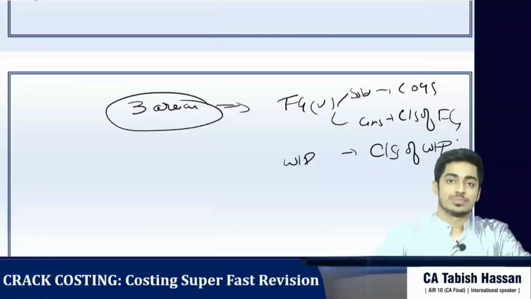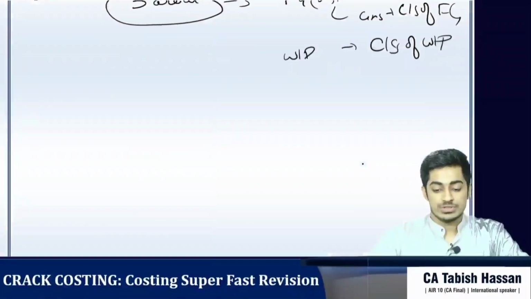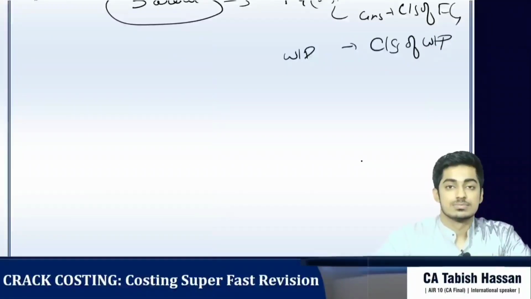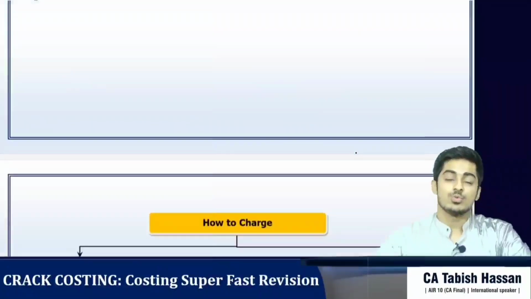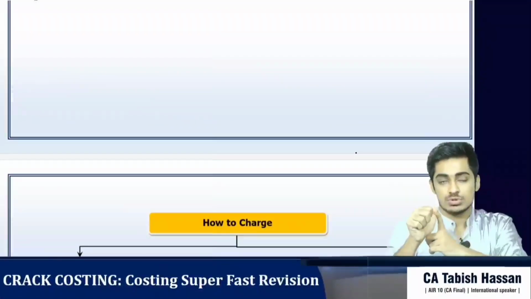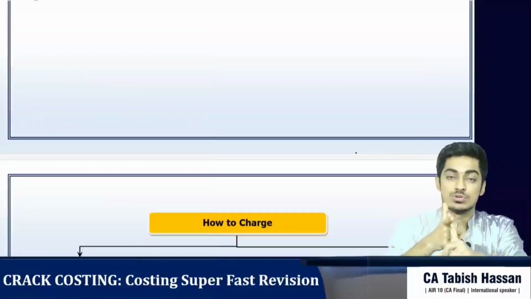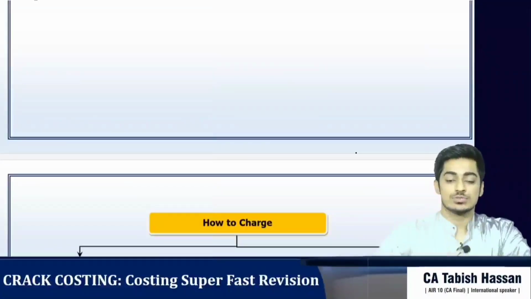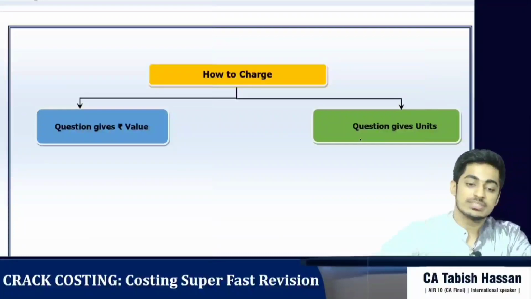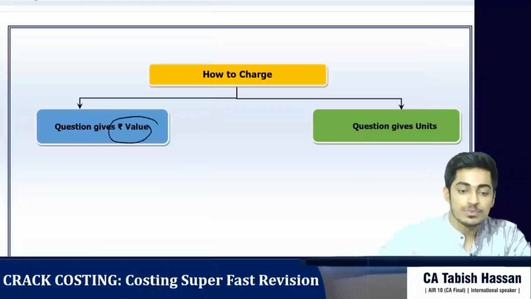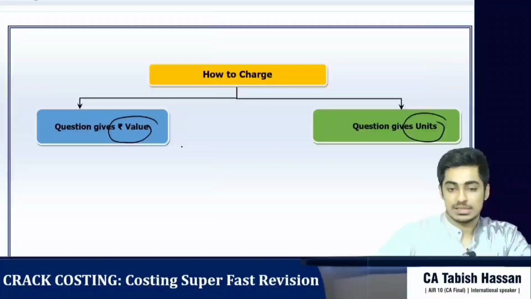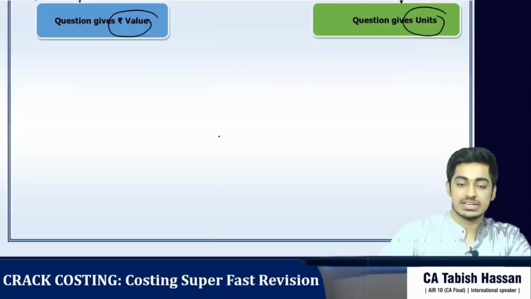So how do we do this? We've realized that we have to charge it to closing stock of finished goods, closing stock of work in progress, or cost of goods sold. But how do we charge it? The question might give us either the rupee value, or the units. Let's take an example to understand it better.